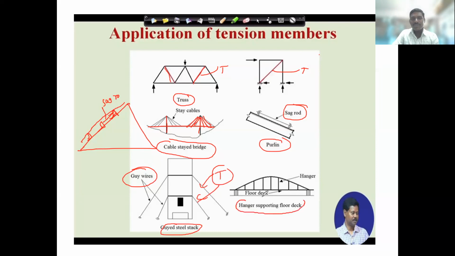Again, hangers supporting a floor deck. It means these are the vertical hangers. These hangers are connected with this particular top, and these hangers are supporting this bottom deck. So the tensile force is coming in these particular hangers.